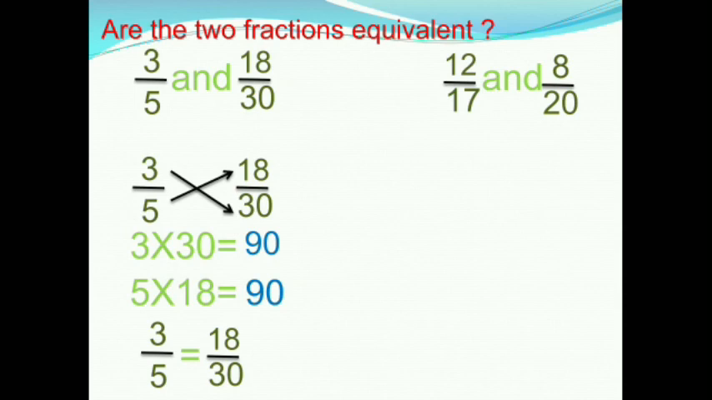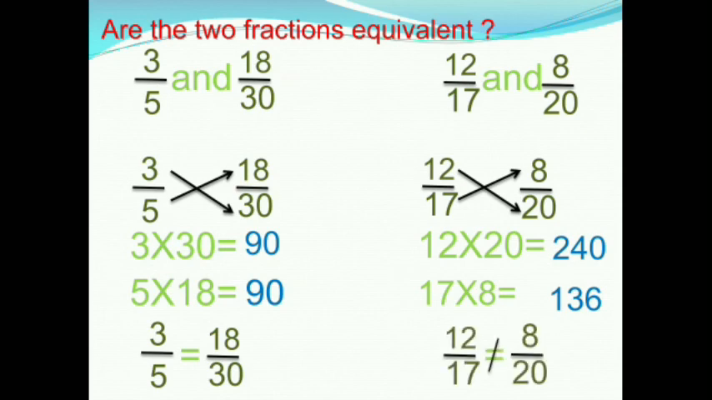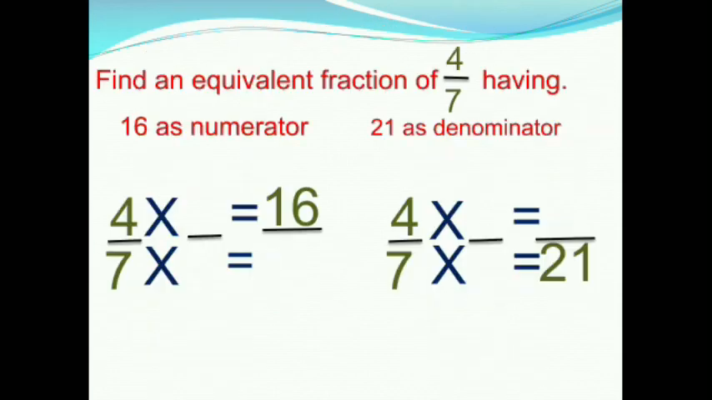Children, see the next question. 12 by 17 and 8 by 20. Here also we should do cross multiplication. First we should multiply 12 and 20. 12 multiplied by 20 is equal to 240. Next we should multiply 17 and 8. 17 multiplied by 8 is equal to 136. Now the products are different. Therefore 12 by 17 and 8 by 20, both the fractions are not equivalent.